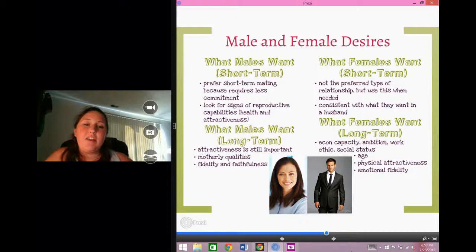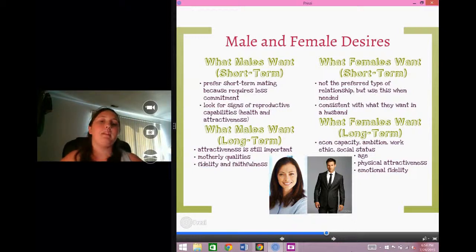And so moving on to the next section, in a long-term mate, females look for economic capacity, ambition, work ethic, and social status. These are all signs that the man is going to be able to provide resources for both the female and their children. They also look for age. Women typically prefer a man who is slightly older than them. Physical attractiveness is also important, but not as important as it is to men.